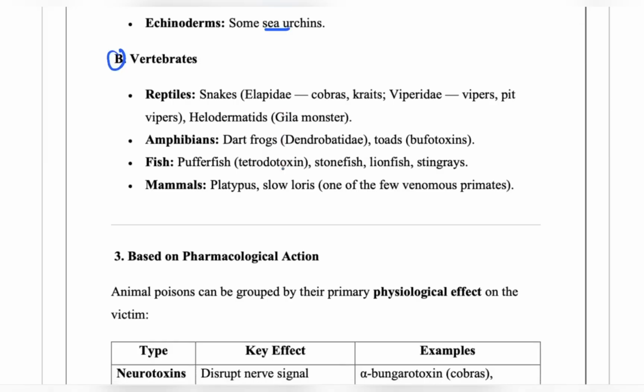Then vertebrates, we have the reptiles, mainly snakes, right? Cobra, krait, different types of snakes. Then there is the Gila monster, that is called the helodermatids, right? It also produces some kind of poison. Then there are amphibians, which include dart frogs, toads, right? So toads have bufotoxin, different types of toxins are there. Then fish, we have the pufferfish, stonefish, lionfish, and there are lots of other fishes also. I have included a few examples only. Then mammals, platypus we have already discussed. Then the slow loris is one of the few venomous primates, right?